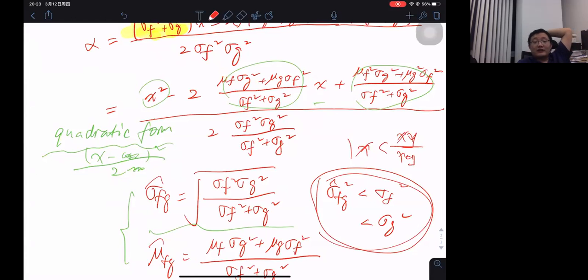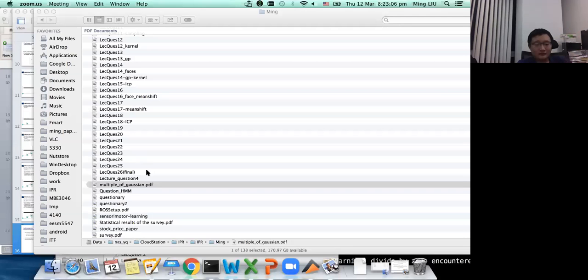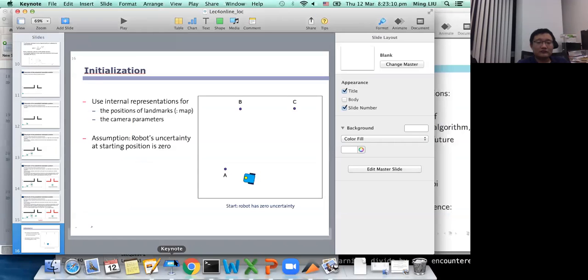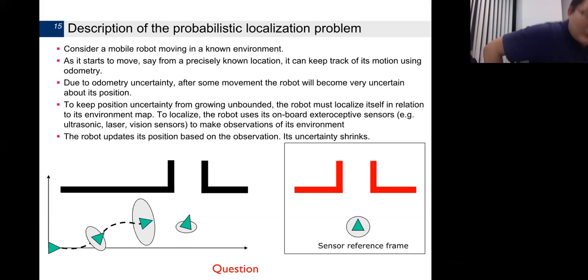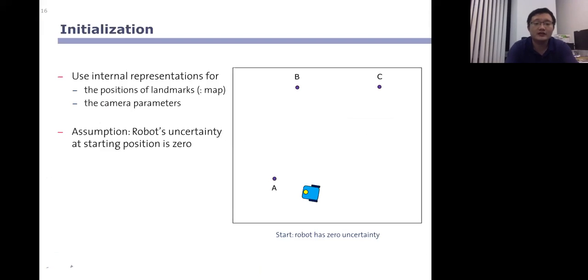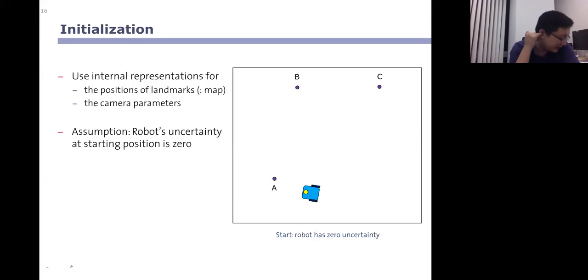Let's go back to sharing. So if you know about this, the next step is, if we don't know about the map, then the problem is a SLAM problem.